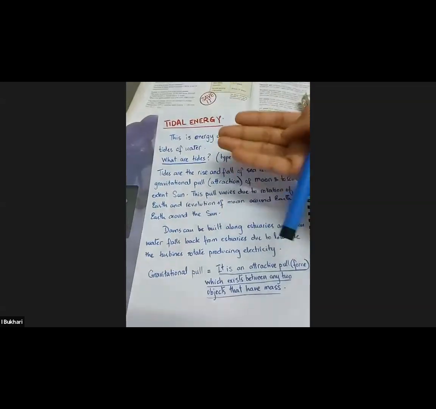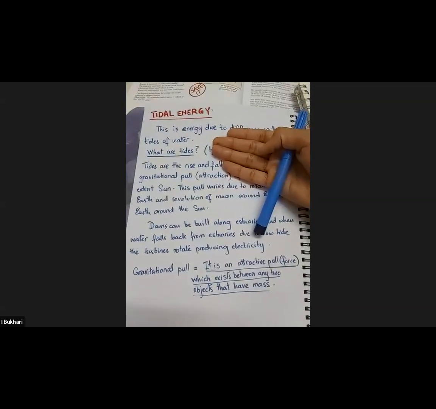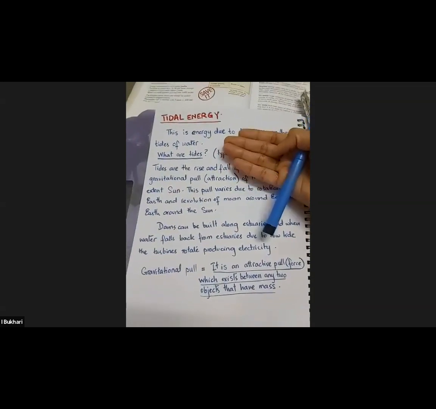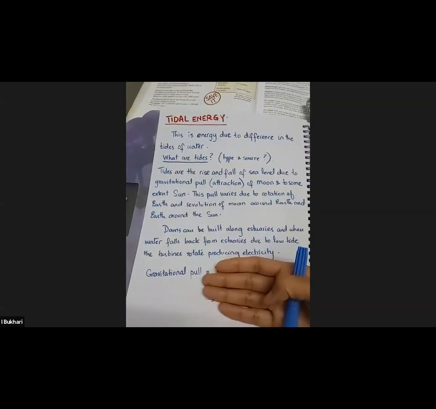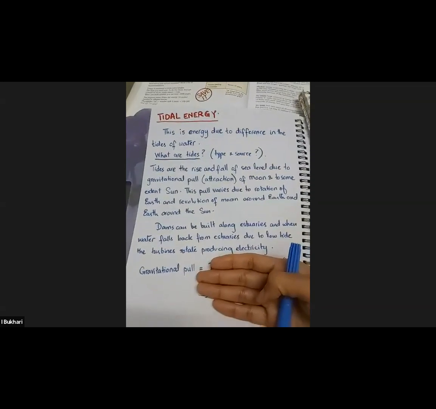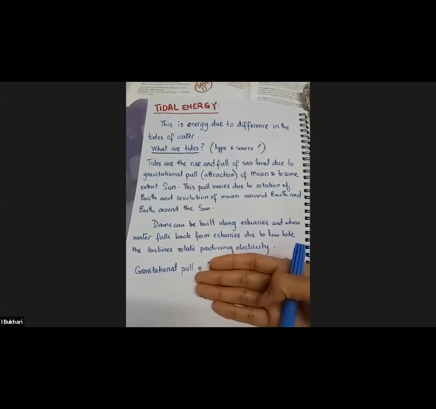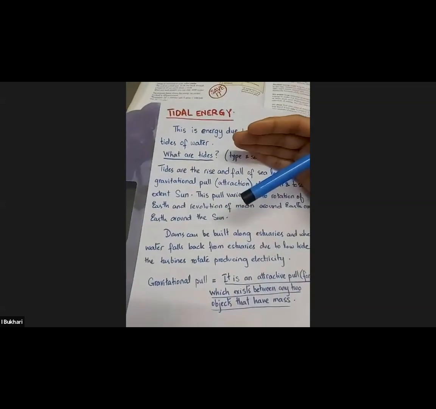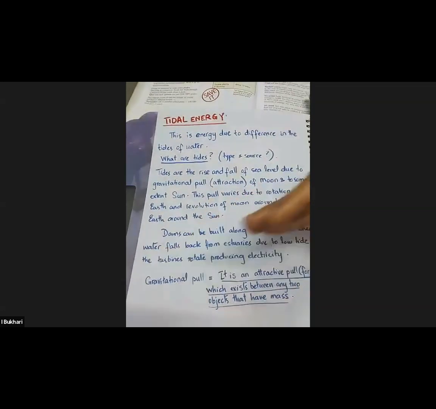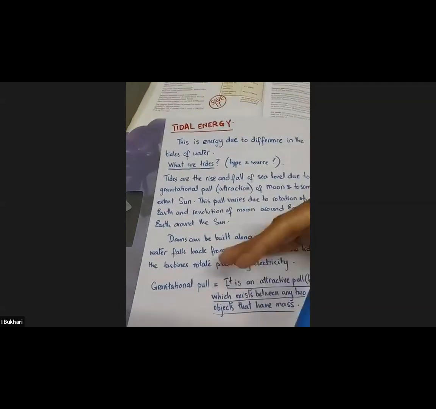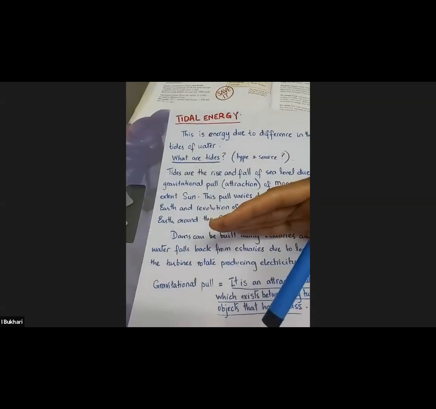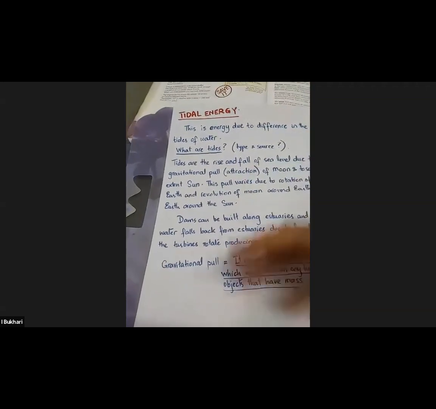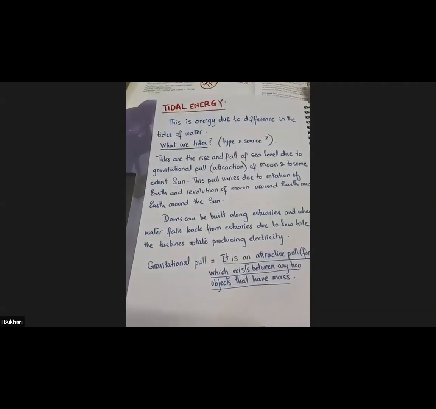So sometimes the earth is closer to the moon, in which case there will be high tide, and in other cases the earth would go away from the moon, and so the tide would be low. Right now, when there is high tide, we build barrages and dams to contain that water. And when there is low tide, the water falls back. The water moves back to its original position.